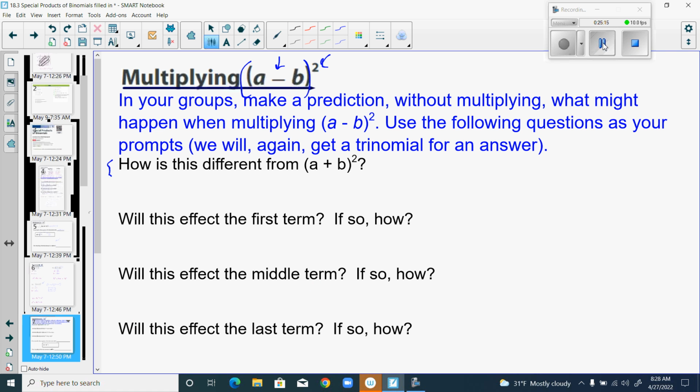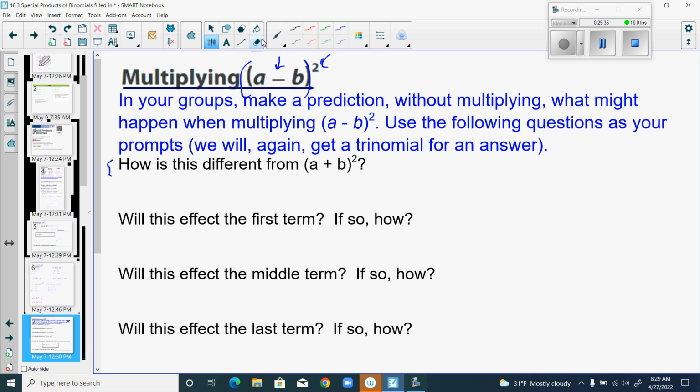All right, hopefully you have enough time to work through those problems. Let's see how you did. So how is this different from the last one that we did? Well, it's different because now we have subtraction. It's a minus b now, not a plus b.